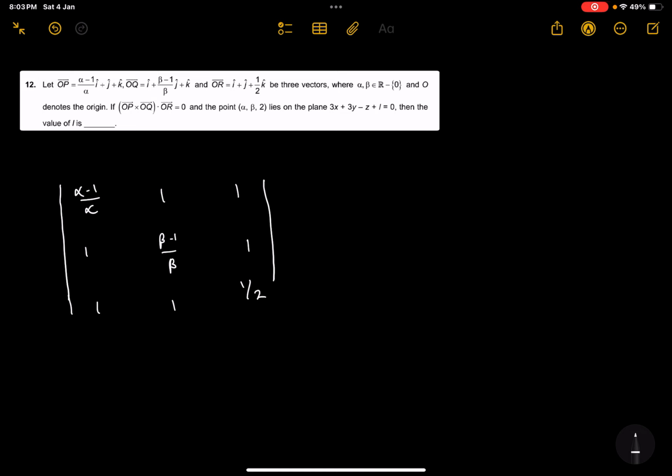So we'll evaluate this. To do it, we'll subtract column 3 from column 2. So we'll get 0 here. This beta will go away. We'll get a half here.